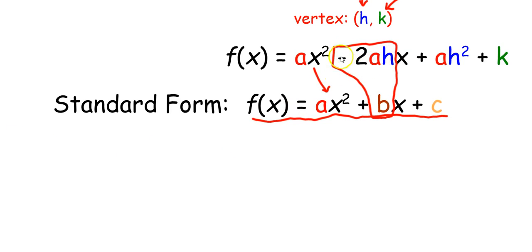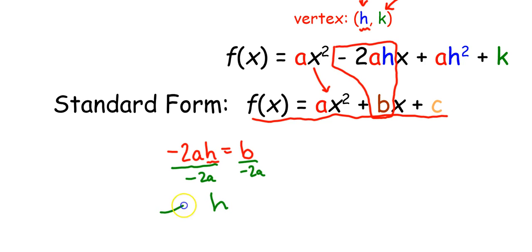So if these two are equivalent forms, then I know that negative 2ah has to be the same as b. And the point that we're trying to get to is that if you're given a quadratic in standard form, we want to figure out what the vertex of that thing is. We can find that vertex, and it's right here. And we can find the x-coordinate of that vertex just by solving this for h. So I want to get h alone, which means I want to divide by negative 2a in order to get h by itself. And when I do that, I get this expression.